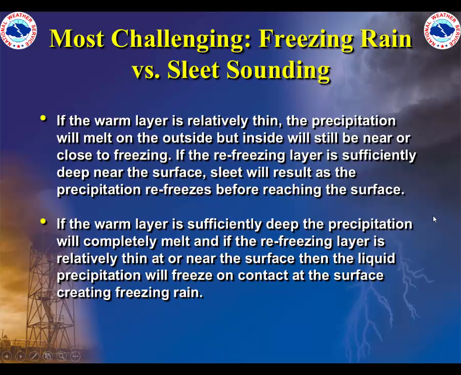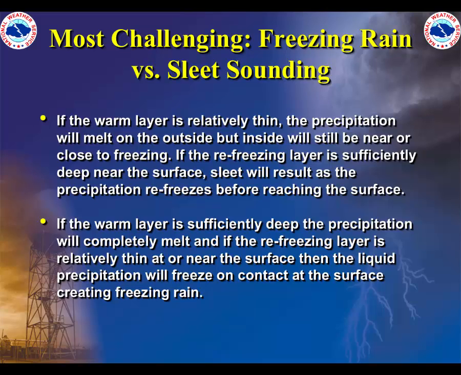So obviously the challenging situation, freezing rain versus sleet, is all going to come down to the depth of that cold layer near the surface. The shallower it is, the more favorable that will be for freezing rain. If you have a deeper cold layer near the surface, sleet may be more probable. And also you're looking at the depth of that warm layer aloft.